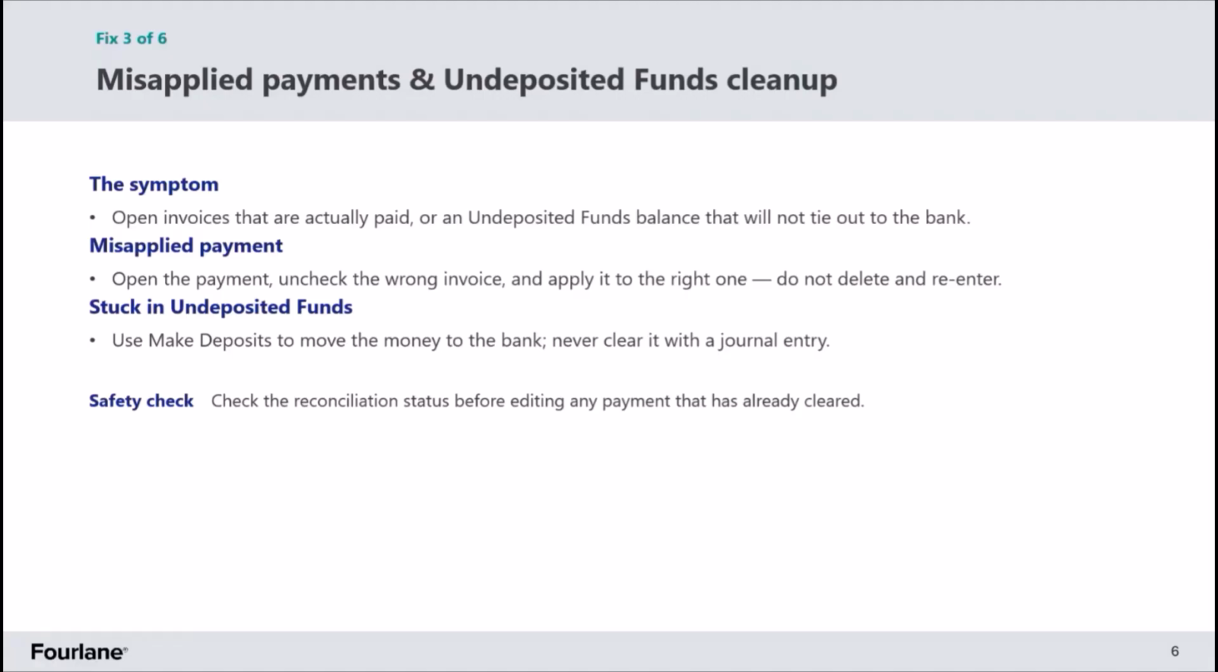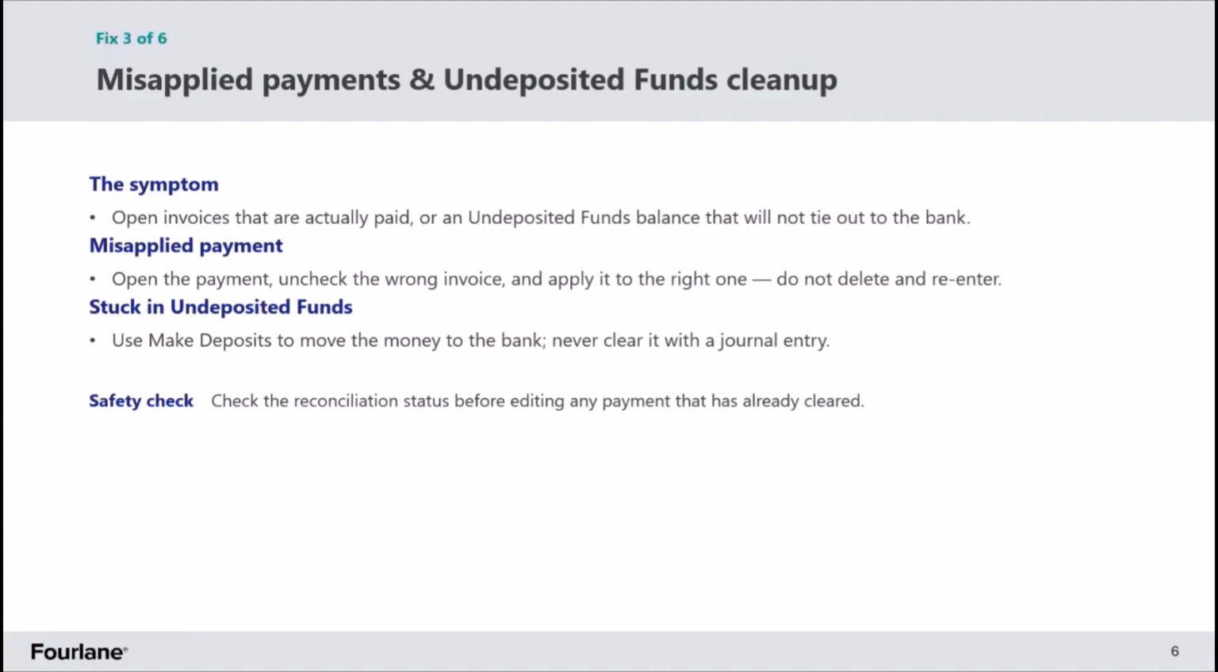Now, here we are at our third fix. Now, this is one that we see a lot, okay? It creates a lot of confusion, and that is misapplied payments and a messy undeposited funds account, okay? Now, the symptoms look like this. You've got invoices showing as open that you know for a fact were actually paid, or your undeposited funds balance just keeps growing and growing and it never ties out to your bank account, okay?